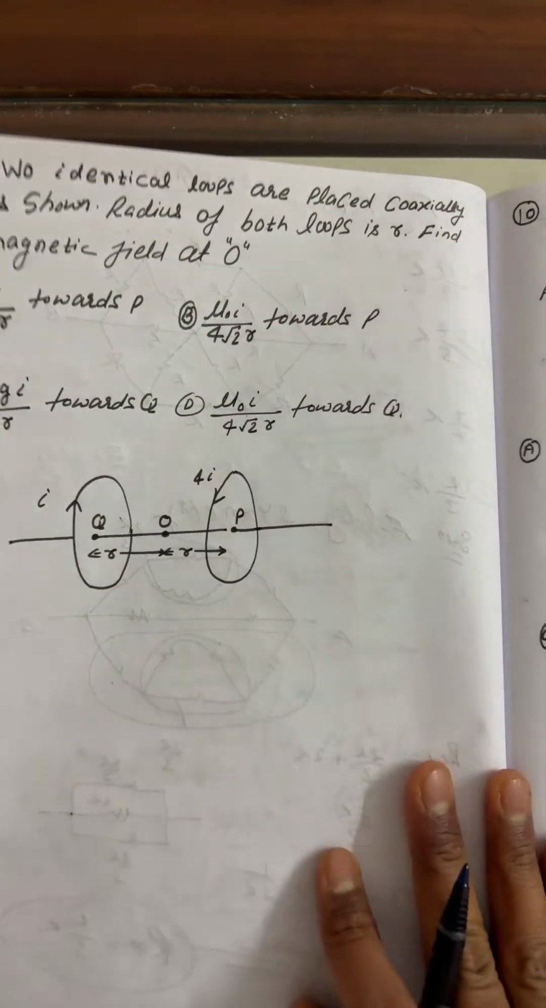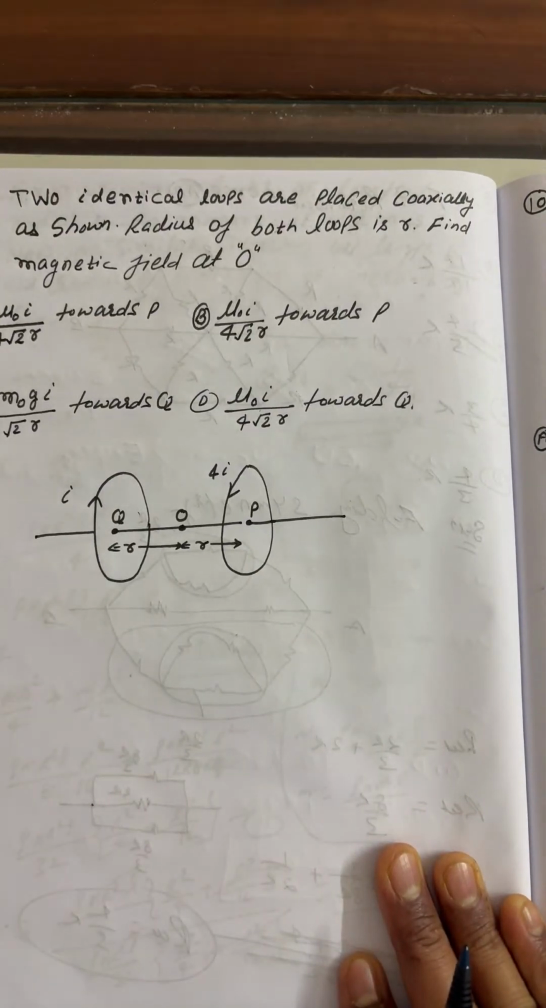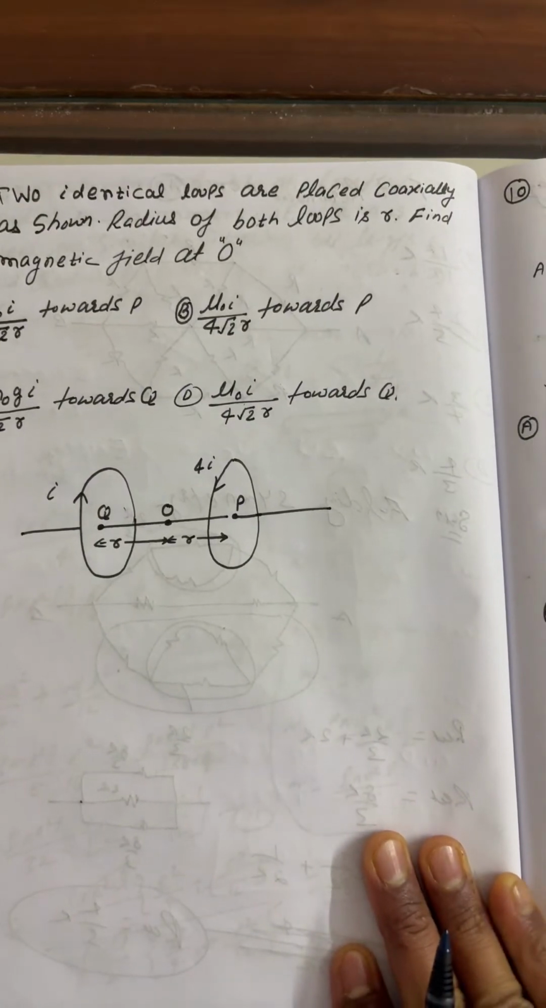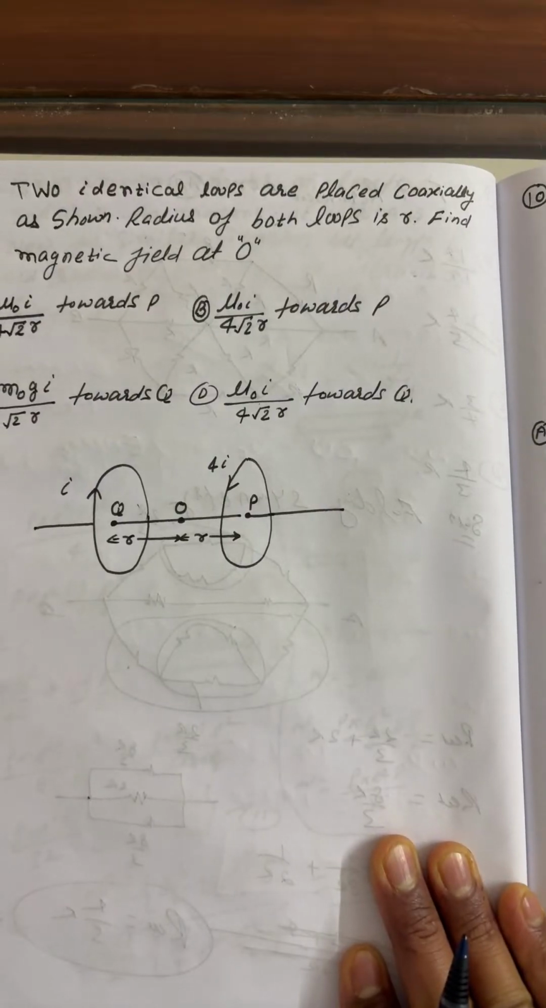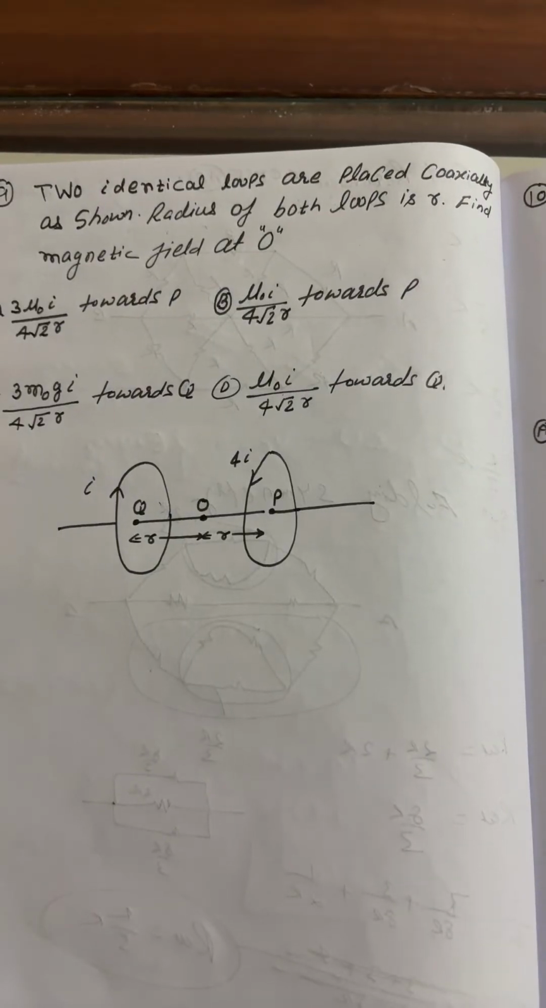Now, let's have a look at the next question. What does the question say? Two identical loops are placed coaxially.